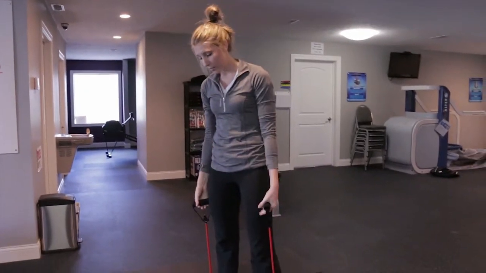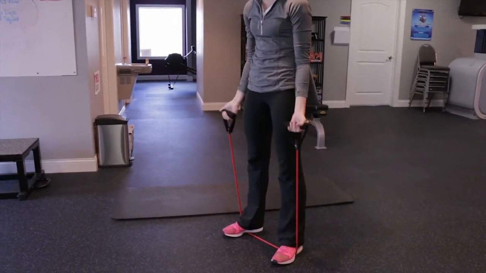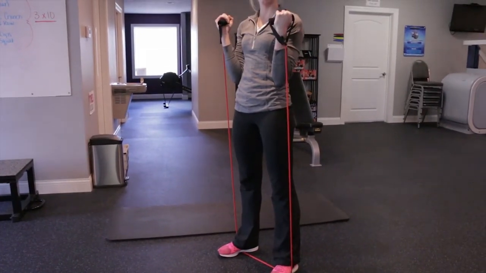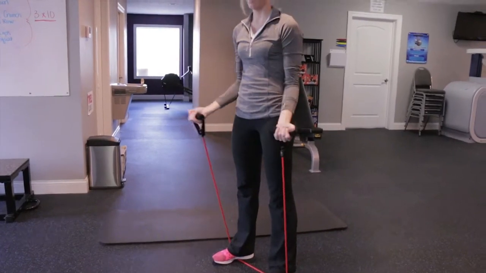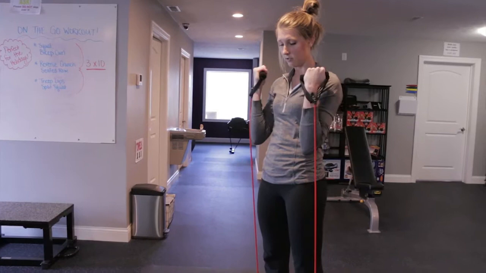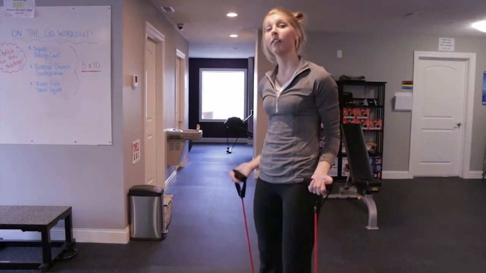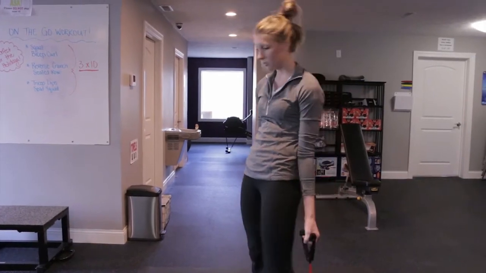Then we're moving to the bicep curls. For this one, you just stay standing on the band, just like this. And then you're going to curl the handles up towards your shoulders and then down. So just doing 10 of those, like that. And then again, I go back to the squat, 10, until I've done 3 sets.